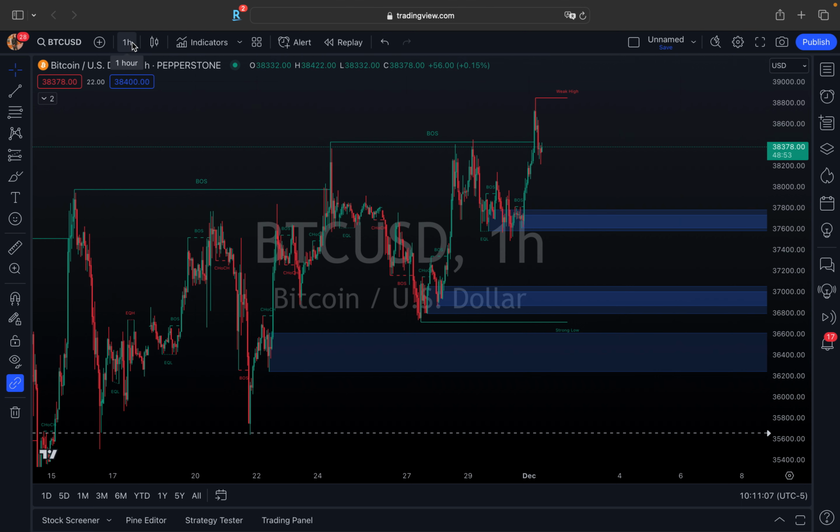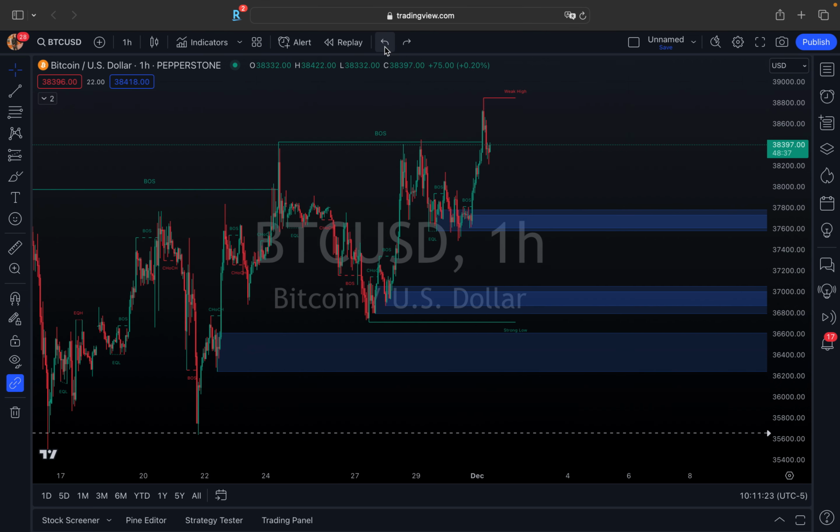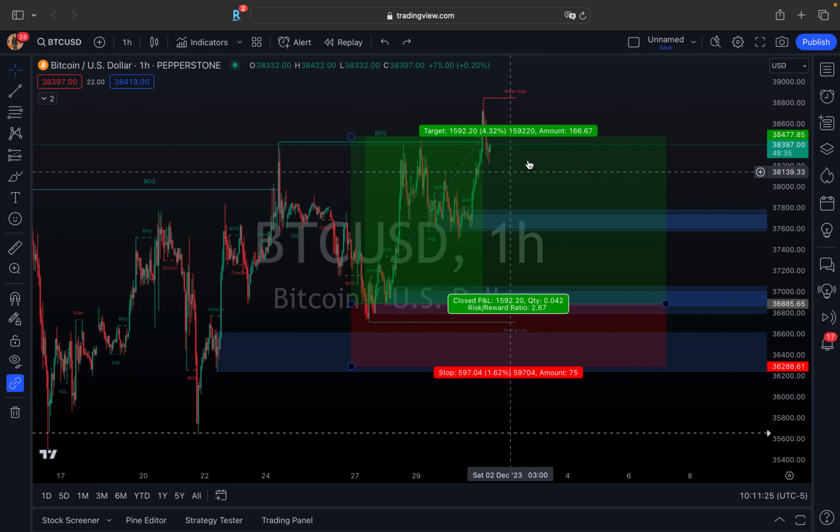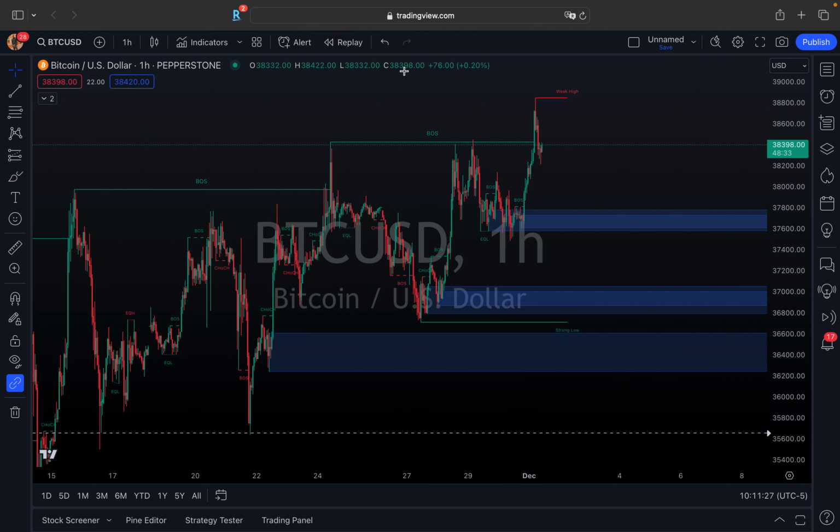Just using Bitcoin for instance, I like to start off on the 1 hour, and I look here, and these are the key first two confirmations that I look for. You see how it says weak high, strong low? That means that the market is bullish. That's what gave me that buy, like I said that I previously had.